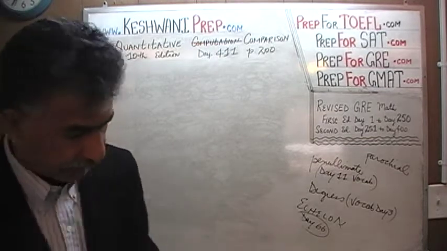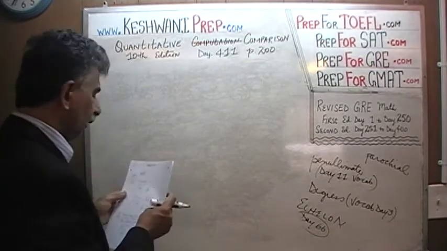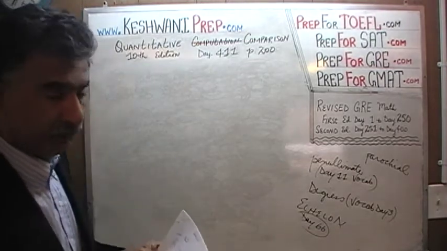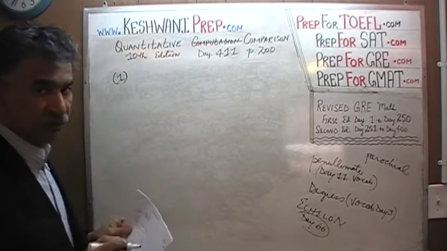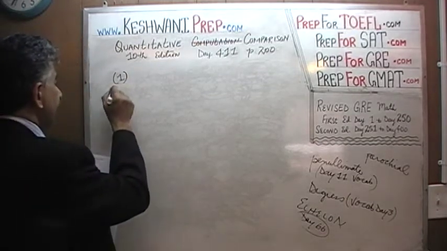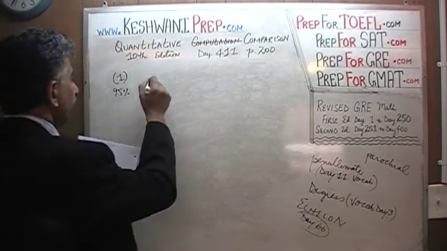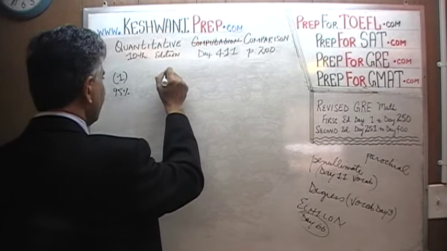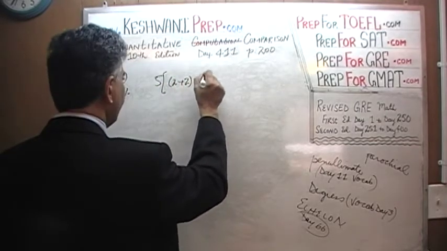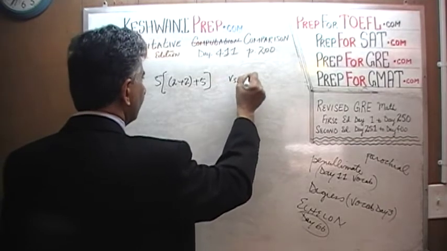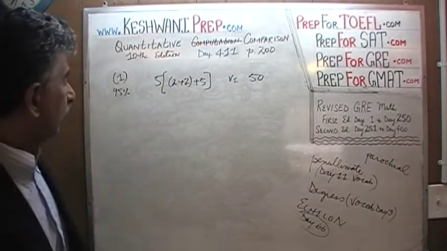Problem number 1. Problem number one is pretty straightforward and very simple. So simple, in fact, that when it was given in the real exam, 95% of people who took the exam had absolutely no trouble with it at all. They got it right. Here's the question. 5 times (2 plus 2) plus 5 versus 50. That's all there is. It's very simple.